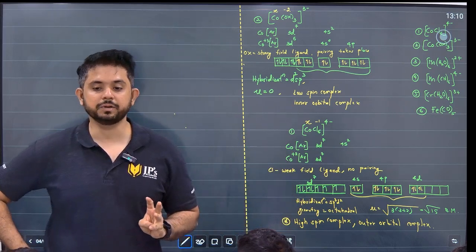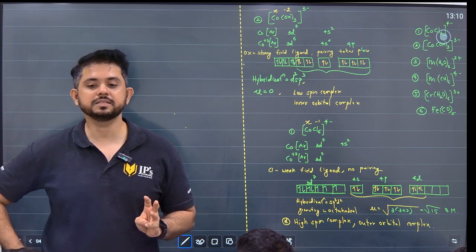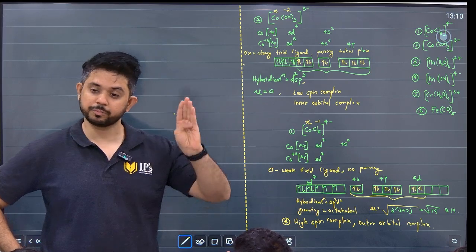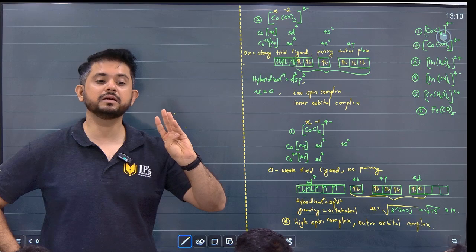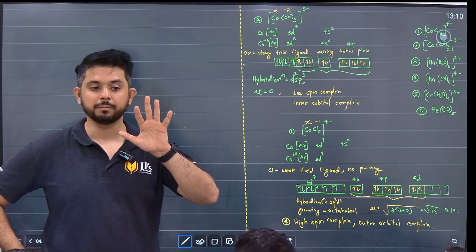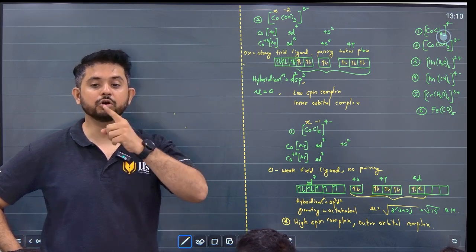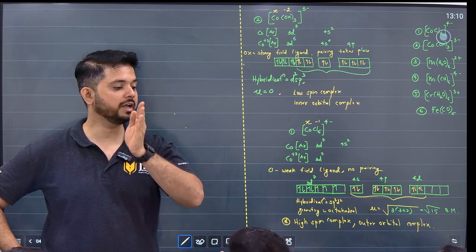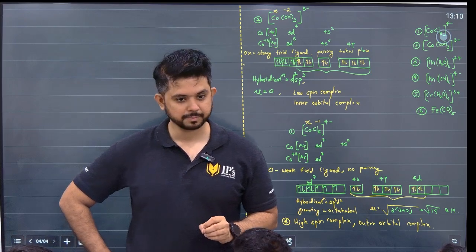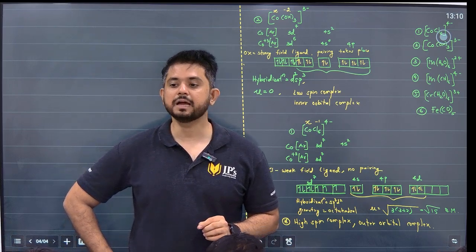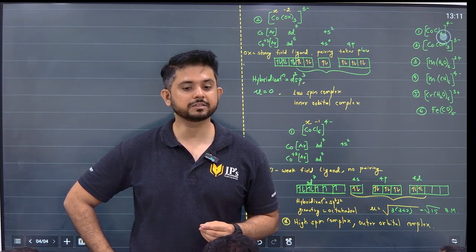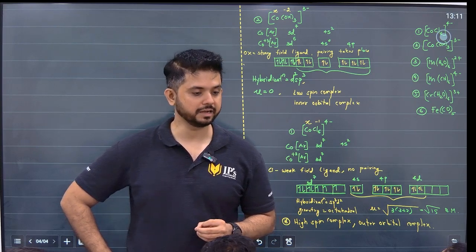Now d5: is water a strong field ligand or a weak field? Will pairing take place? No. So what will the hybridization be? sp3d2. The 4s, 4p and 4d will be used. Number of unpaired electrons: 3d5, 5 unpaired. Magnetic moment root of 5 into 5 plus 2, root 35. Understood? Is it diamagnetic or paramagnetic? There are unpaired electrons. Paramagnetic.